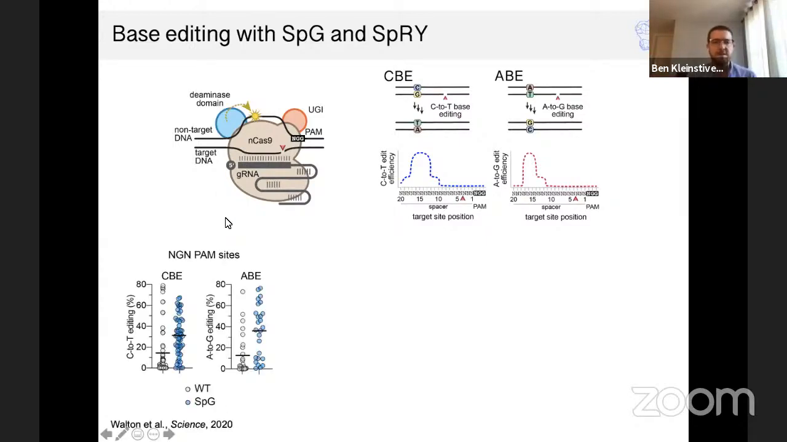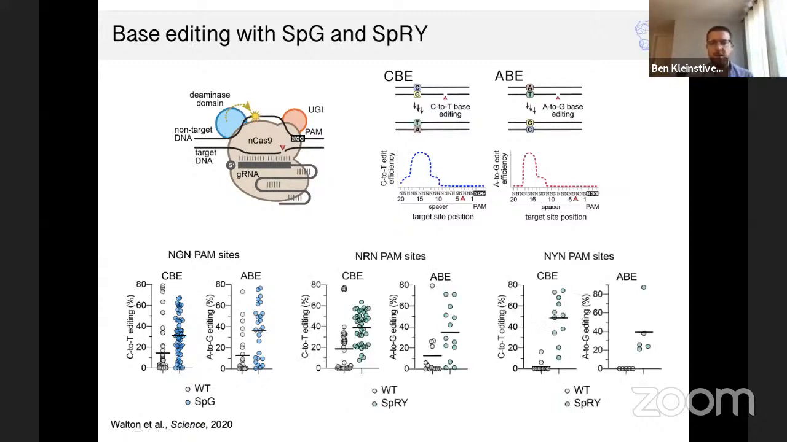So what we did in our recent work is essentially test whether or not these new PAM variants were compatible with base editing. What we found here is that the SpG protein shown in blue was very effective as a CBE across sites with NGN PAMs, making C to T edits. And it also was very effective as an ABE on sites with NGN PAMs, making A to G edits, all at levels previously impossible with the wild-type SpCas9 protein. We also found that the SpRY protein was very effective as a CBE and ABE, both on sites with NR PAMs and sites with NY PAMs. So again, these enzymes can access nearly all of the genome and allow us to position base edits far more precisely now than before because we can access a much greater PAM density than the wild-type Cas9 protein or the wild-type base editors.